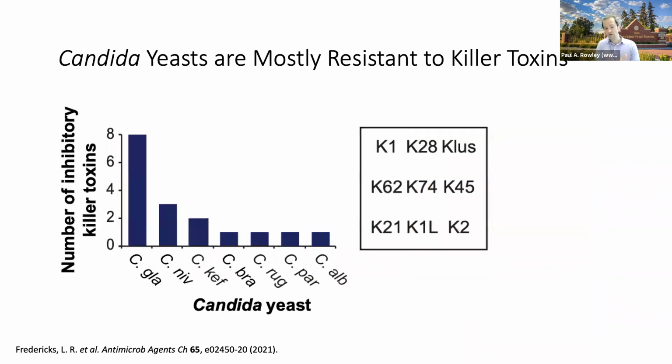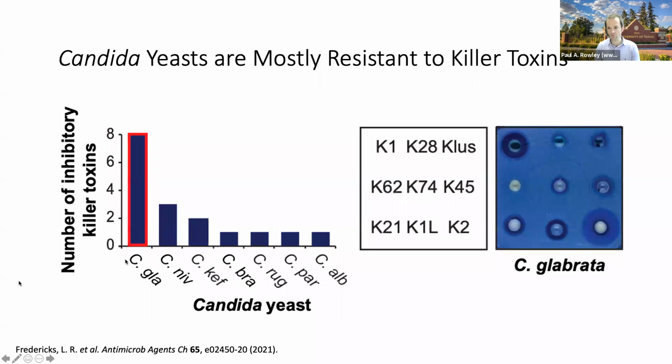If we break it down by individual Candida species, we again saw situations where the vast majority were not susceptible to any of these killer toxins, and they're not shown on this graph because we tested 16. Some of them are susceptible to only one type of killer toxin. But we did notice that Candida glabrata did seem to be susceptible to all but one of our killer toxins. So you can see what Candida glabrata susceptibility looks like here. Obviously, it's not the same susceptibility to all the different killer toxins.